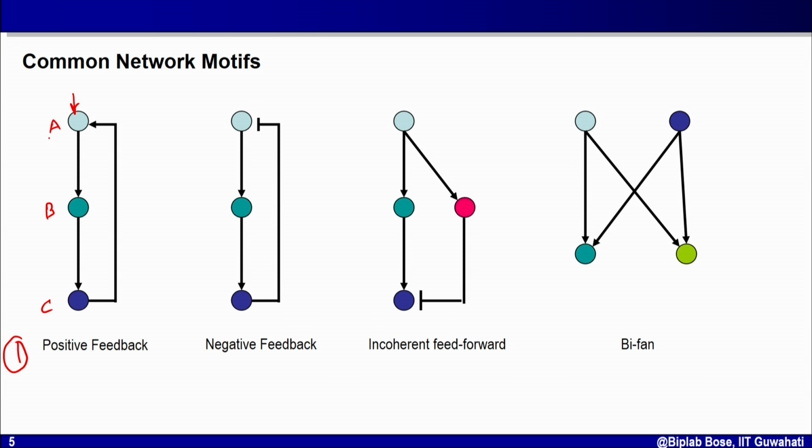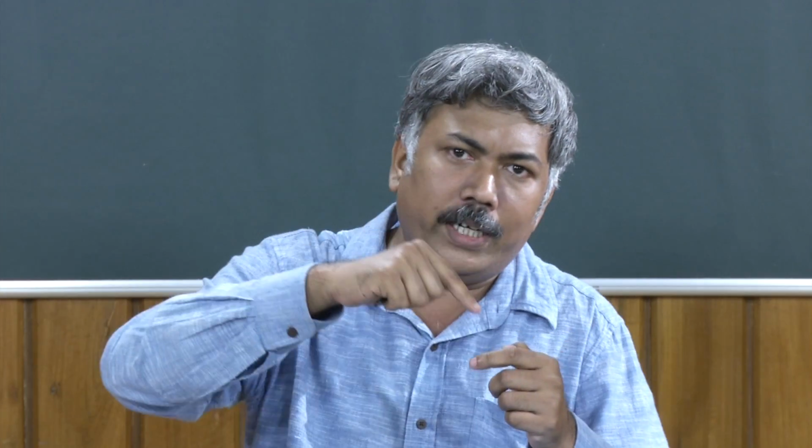This type of network motif architecture, positive feedback, you will find in transcriptional networks also. For example, A may be working as a transcription factor and controlling the expression of B. B is again a transcription factor, and that controls expression of C. And C again is a transcription factor that also controls A's production. That means A will induce production of B, B will induce production of C, and C in turn will induce production of A. So it is again a positive feedback.